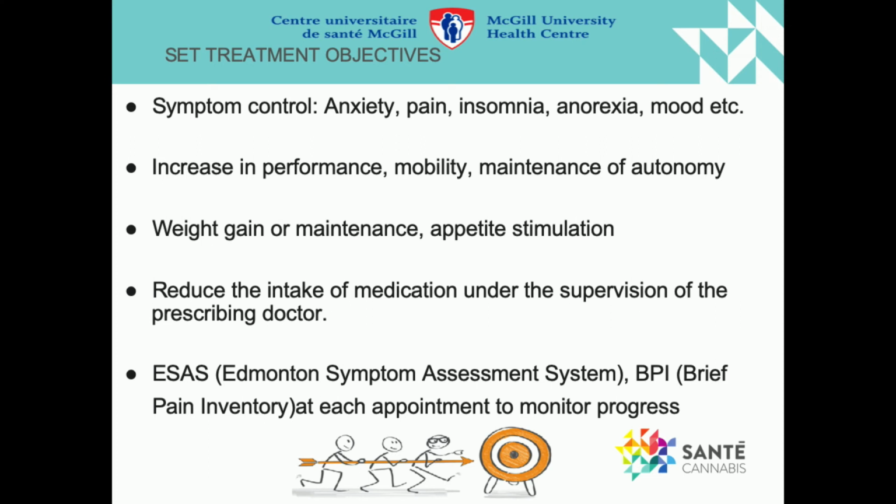Some patients want to increase their performance status, so they want to go back to physical activities that they were able to do. That can be an objective too. Maintenance of the autonomy or better mobility. Weight gain or maintenance, and appetite stimulation. Some patients come to decrease the use of certain medication. So they want to decrease the opioids or some other medication that they are using because of side effects, or to limit the side effects.